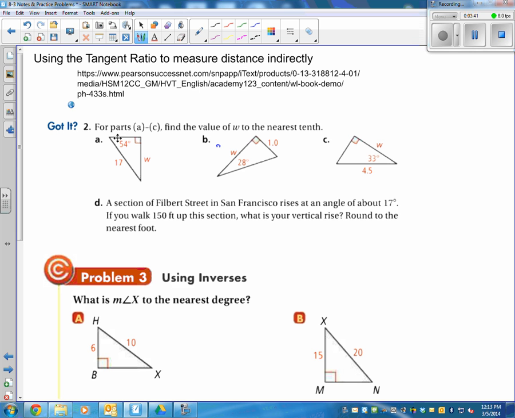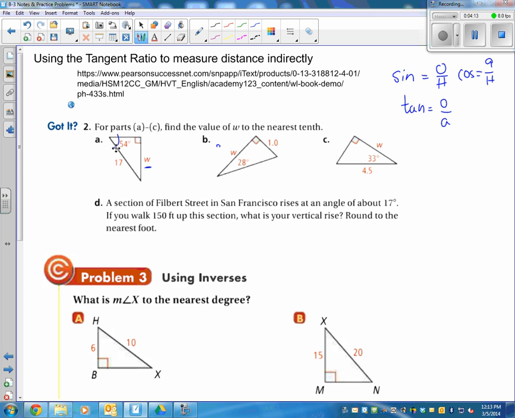For A, we have the angle of 54. So we are given 54 and one side, which is 17, and we're looking for W. We want to decide which one of the ratios we should use. Remember that sine is opposite over hypotenuse, cosine is adjacent over hypotenuse, and tangent is opposite over adjacent.